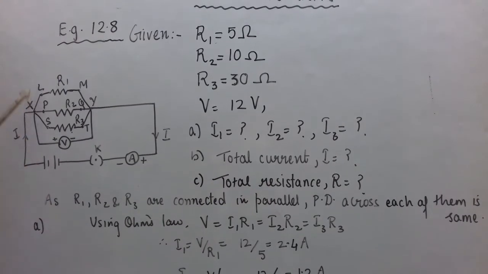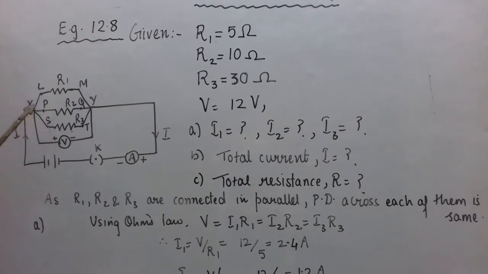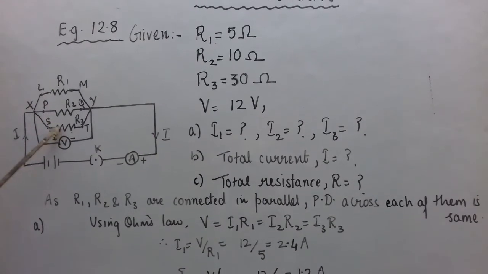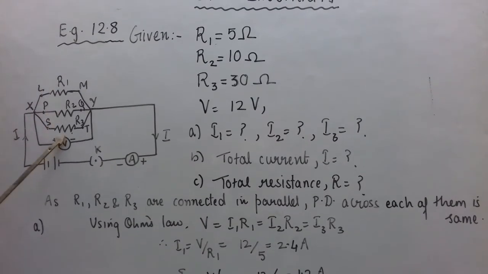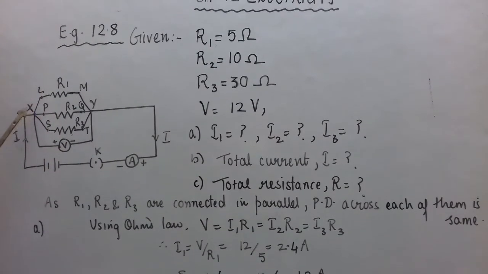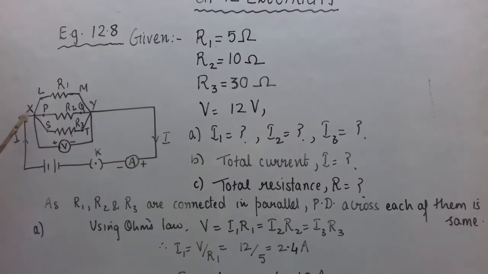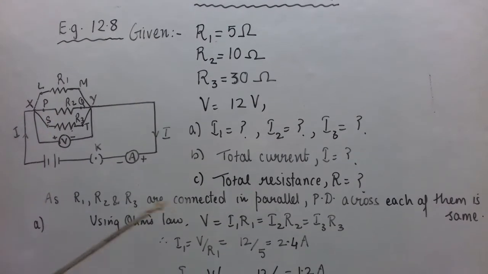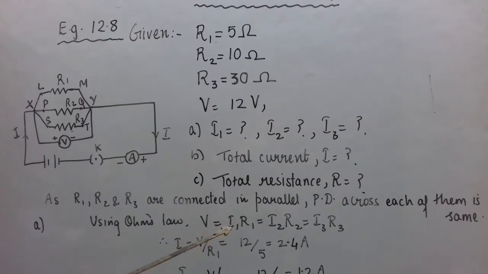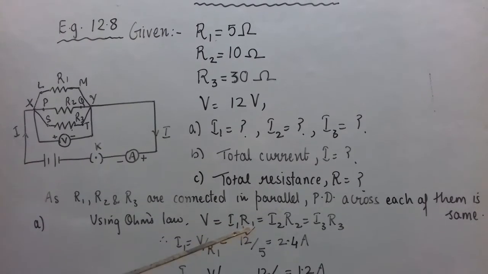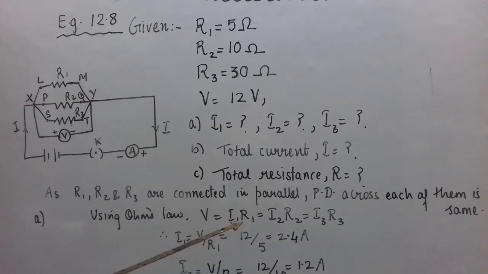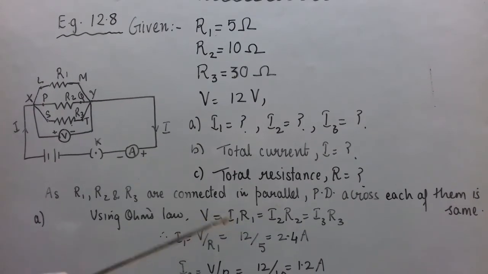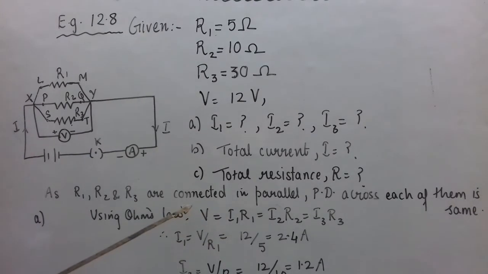Now we know that in this circuit they are connected in parallel, and we know when the resistors are connected in parallel, the potential difference across each of them is the same and the current gets divided at this point. At X, when it enters, it will get divided into three parts, I1, I2, I3. So here using Ohm's law for each of the resistors, we can write V is equal to I1R1 is equal to I2R2 is equal to I3R3. Or you can write it separately for each resistor, like V is I1R1, V is equal to I2R2 and V is equal to I3R3.